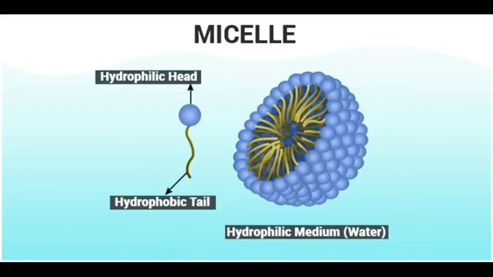Here is one phospholipid molecule consisting of a hydrophilic head and a hydrophobic tail. Once it comes in contact with water, or when a phospholipid is dispersed in water, all the hydrophobic parts move away from the water, and all the hydrophilic heads face towards the water molecules, so that they all merge together. When the concentration of the phospholipid reaches the critical micellar concentration, it converts into a spherical shape, and that results in the formation of micelles.